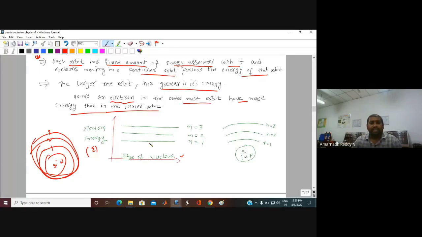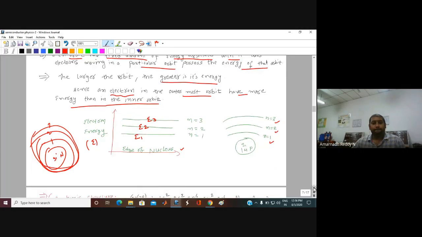So n equal to, whatever energy levels are associated with the first orbit, energy levels are associated with the second orbit, energy levels are associated with the third orbit. That's called the valence shell. Some books represent it like this: n equal to 1, 2, 3. Clear?